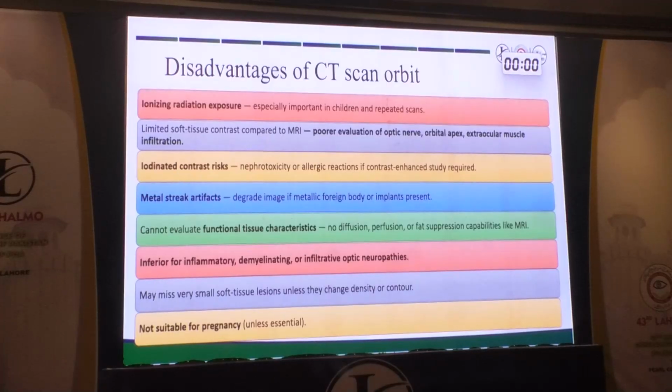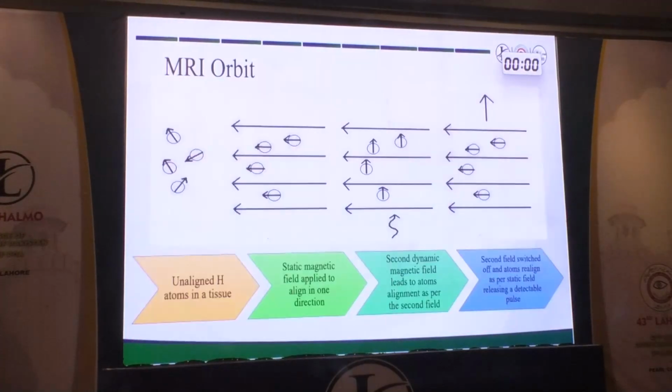Metal streak and air artifacts. Functional tissue characteristics are inferior for inflammatory, demyelinating or infiltrating optic neuropathy. It may miss very small soft tissue lesions unless they change density or contour, and it is not suitable in pregnancy unless essential.